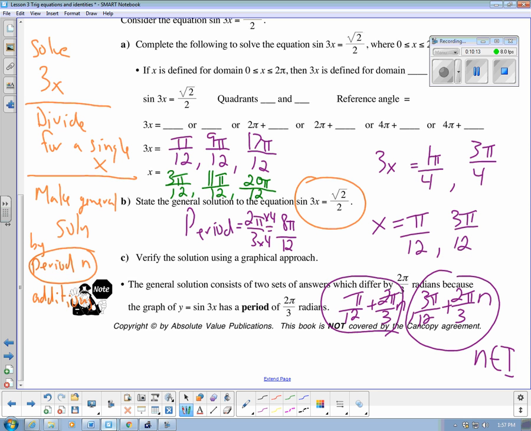And this is as close as I can get to 2 pi. If I add another 8 pi over 12 to 17 pi over 12, I get to 25 pi over 12, or 28 pi over 12, which exceeds 2 pi. So my general answer can be written as pi over 12 plus 2 pi over 3n, or 8 pi over 12, 3 pi over 12 plus 2 pi over 3n, or 8 pi over 12, where n is an element of the reals. So this produces quite a challenging method of problem solving.